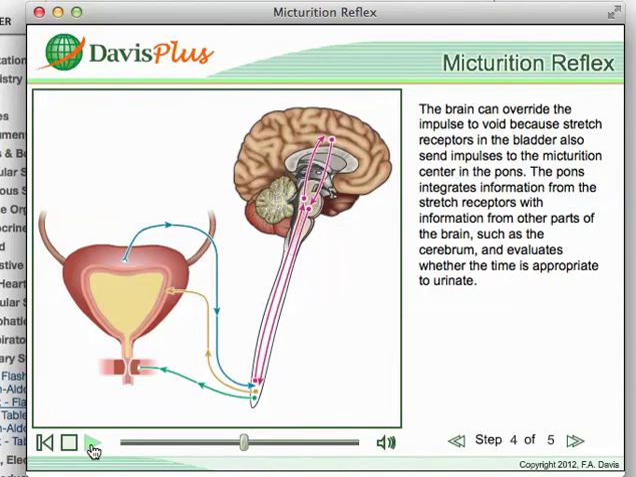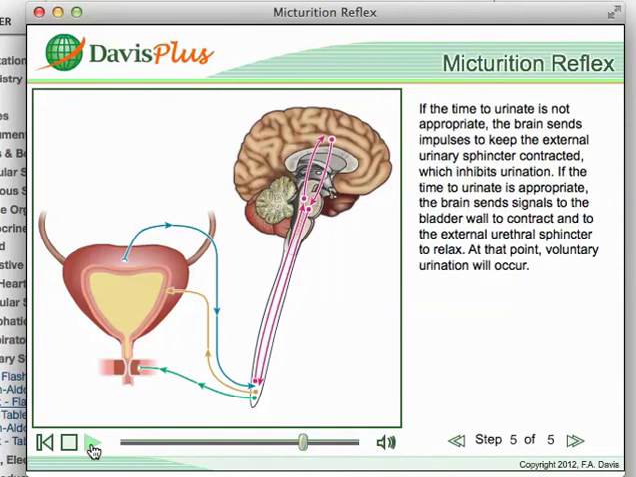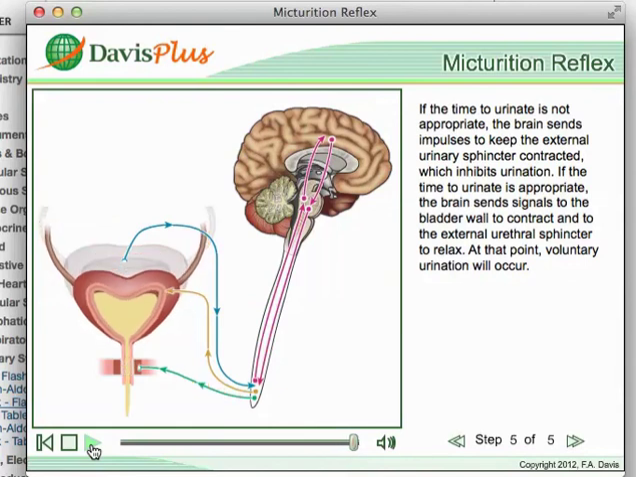The brain can override the impulse to void because stretch receptors in the bladder also send impulses to the micturition center in the pons. The pons integrates information from the stretch receptors with information from other parts of the brain, such as the cerebrum, and evaluates whether the time is appropriate to urinate. If the time to urinate is not appropriate, the brain sends impulses to keep the external urinary sphincter contracted, which inhibits urination. If the time to urinate is appropriate, the brain sends signals to the bladder wall to contract and to the external urethral sphincter to relax. At that point, voluntary urination will occur.